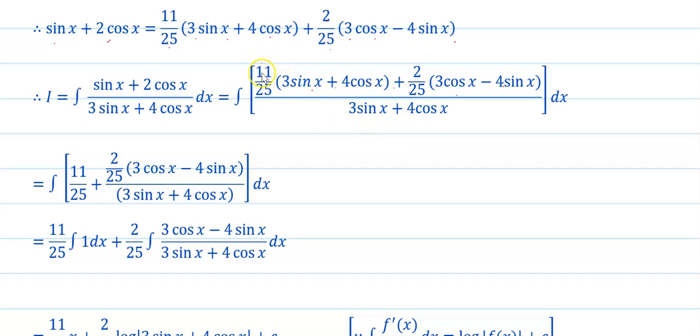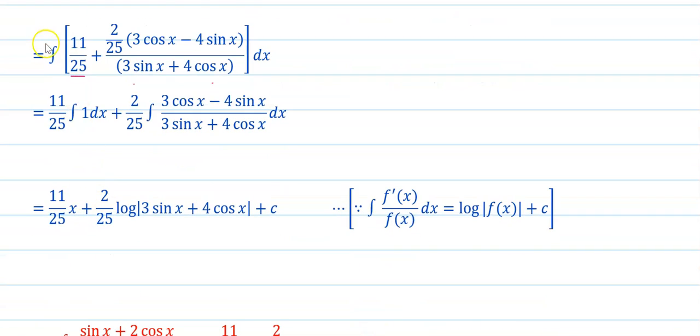Means what? 11 upon 25 in bracket 3 sin x plus 4 cos x upon 3 sin x plus 4 cos x. And 3 sin x plus 4 cos x will get cancelled and you will get only 11 upon 25 here. But what about here? 2 upon 25 into 3 cos x minus 4 sin x upon 3 sin x plus 4 cos x. Here the term does not cancel. Keep this as it is. Bracket complete into dx.